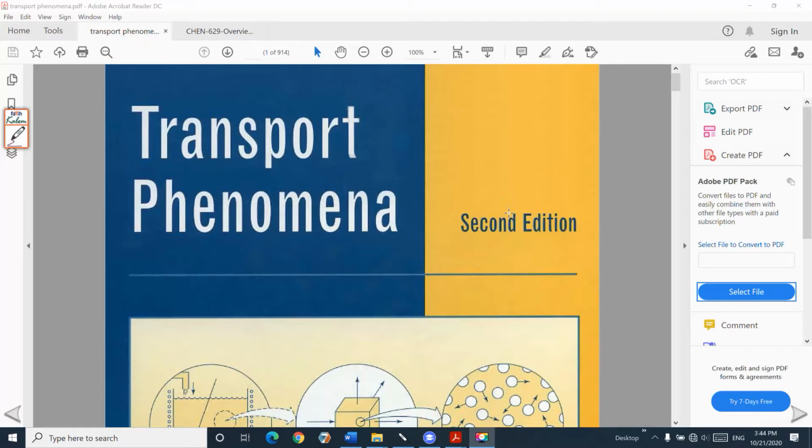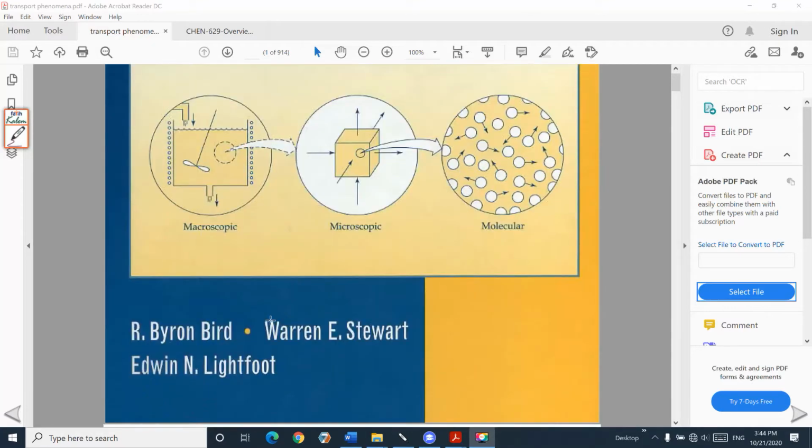In this course, I'm going to try to utilize the book Transport Phenomena, second edition, by Bird, Stewart, and Lightfoot. In this video, I'm going to introduce this book and what is inside of it.